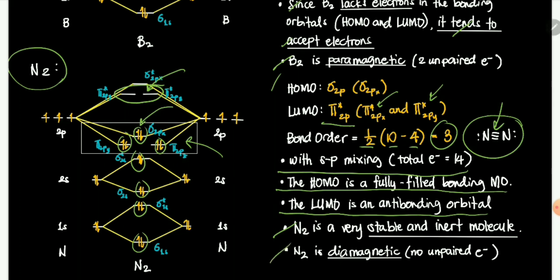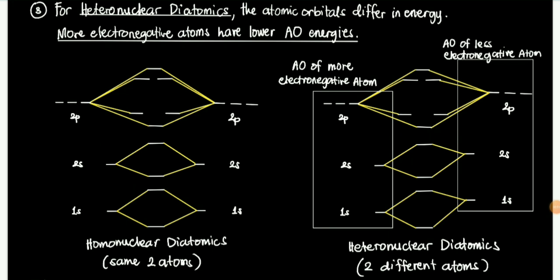So, also, N2 is diamagnetic kasi wala tayong makikitang unpaired electrons sa kanyang molecular orbital diagram. Okay? Another feature of your molecular orbital diagrams is that it can compare energies between atoms. So, kanina yung mga examples natin ay puro homonuclear diatomics. Ibig sabihin, yung mga atoms ay identical dun sa molecule. Okay? So, ganito yung nakikita nating molecular orbital.